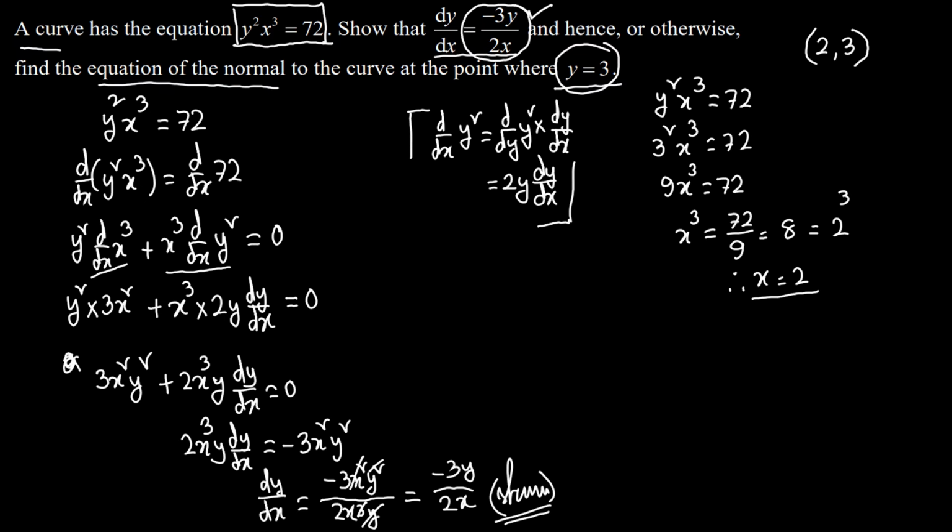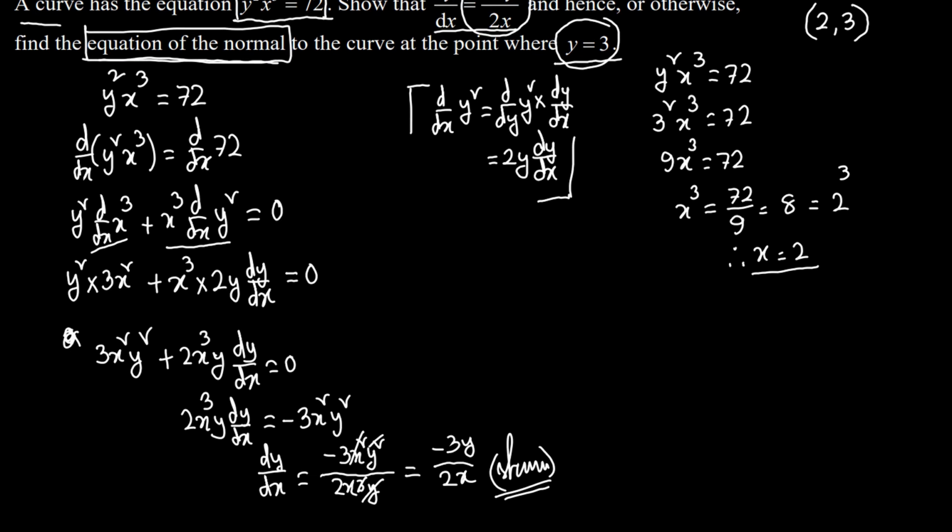The second part of the question is to find the equation of the normal. So dy/dx is the expression that actually stands for the gradient of the tangent. We need to find the gradient first. Let me put our x and y values into dy/dx, which is minus 3 into 3, because y is 3, divided by 2 into 2, which is minus 9/4. Then this gradient dy/dx equals minus 9/4. This is the gradient of the tangent.